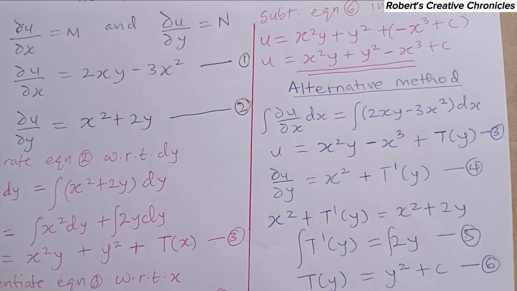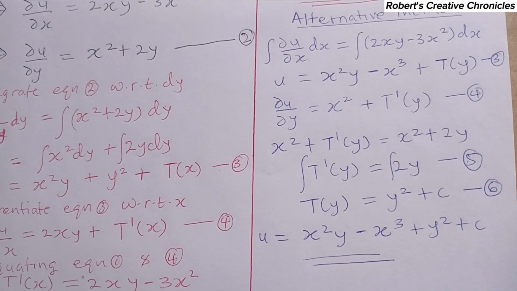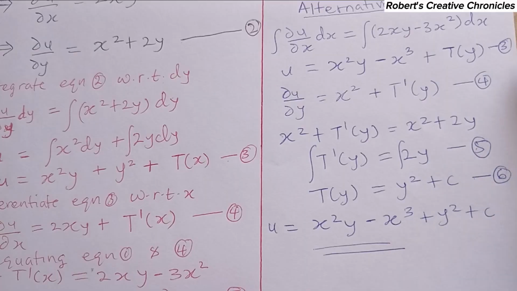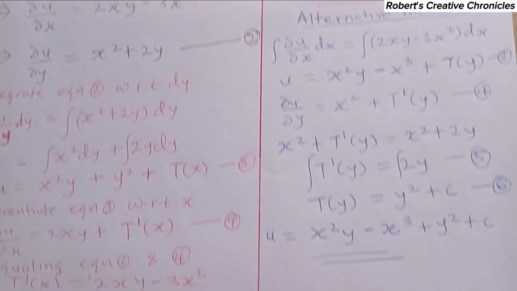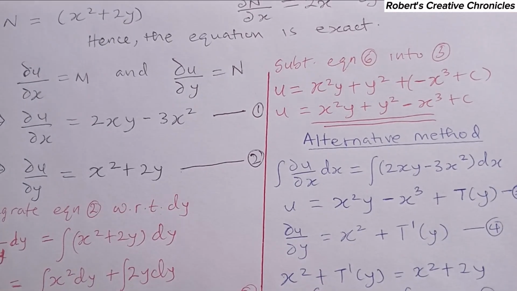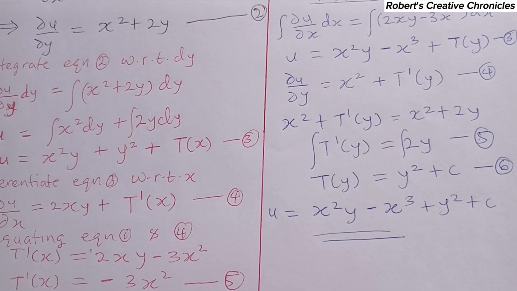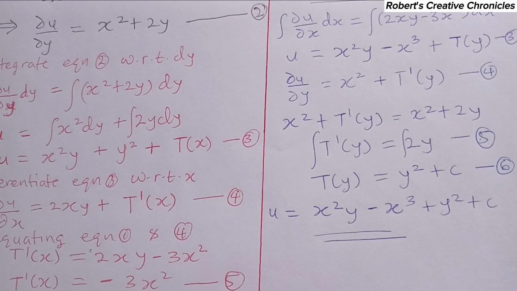Now, check the one we got earlier. This is u equals x squared y minus x cubed plus y squared plus c, and the other one is the same. You can see the answers are the same. So even though you use equation 1 or equation 2, you are going to get the same answer. You just have to know the right one to substitute, the right one to integrate, and the right one to differentiate. So you have to note all these things down.